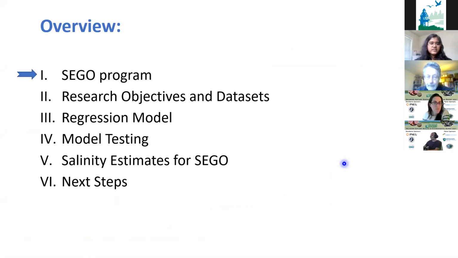Today I'm going to talk first about the SIGO program, which I am funded by, and then I'm going to talk about research objectives and data sets, and then about the regression model, and then about model testing, and then about salinity estimates for SIGO, and then I'm going to discuss our next steps.